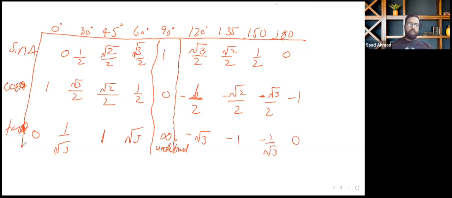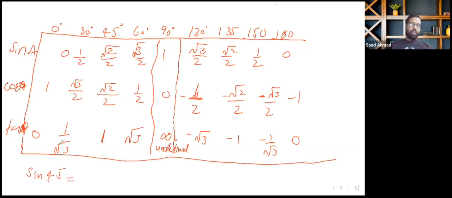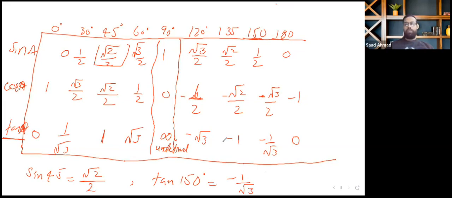So this is a basic table that you can always make if you need to solve any problem. Let's say if I ask you what is the sine of 45 degrees, you can just look in the table, go to sine, go to 45 degrees. The sine of 45 degrees is square root 2 over 2. Let's say I ask what is the tan of 150 degrees. You look at the table, see this is the tan, and this is the 150. The answer is -1 over square root 3. But for other values, like 36 degrees, you cannot find that with the table directly. You need calculators for that.